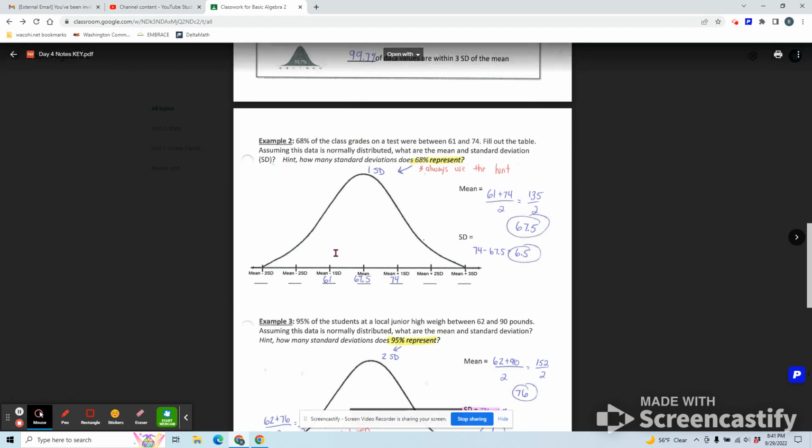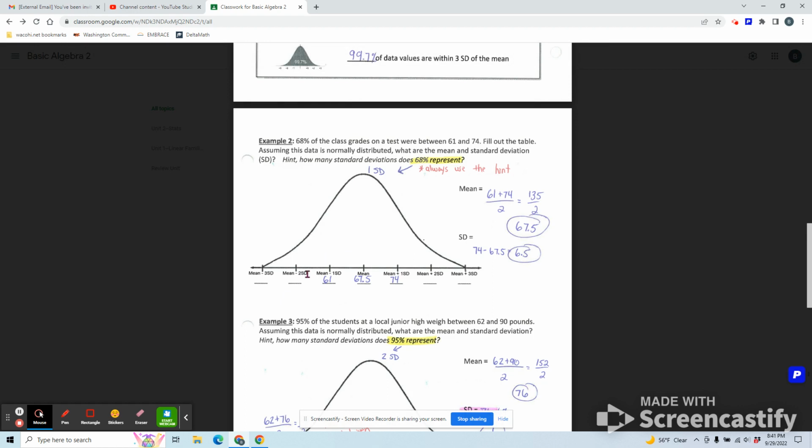Think of a number line. Your smaller numbers are to the left. Your larger numbers are to the right. So that's why 61 is here and 74 is here. So because it says 68%, that's one standard deviation. So that's why I'm putting those numbers there once again.